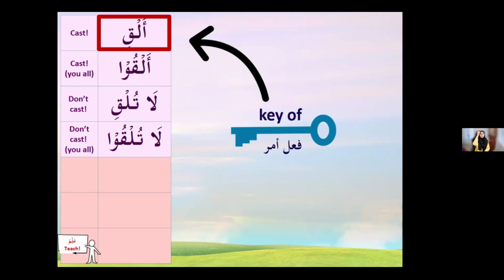Cast or throw. Alqi. And you all cast. Alqu. And don't cast. La tulqi. And you all don't cast. La tulqu. So alqi, alqu, la tulqi, la tulqu. So let's practice together. Alqi, cast. Alqu, you all cast. La tulqi, don't cast. And la tulqu, you all don't cast.